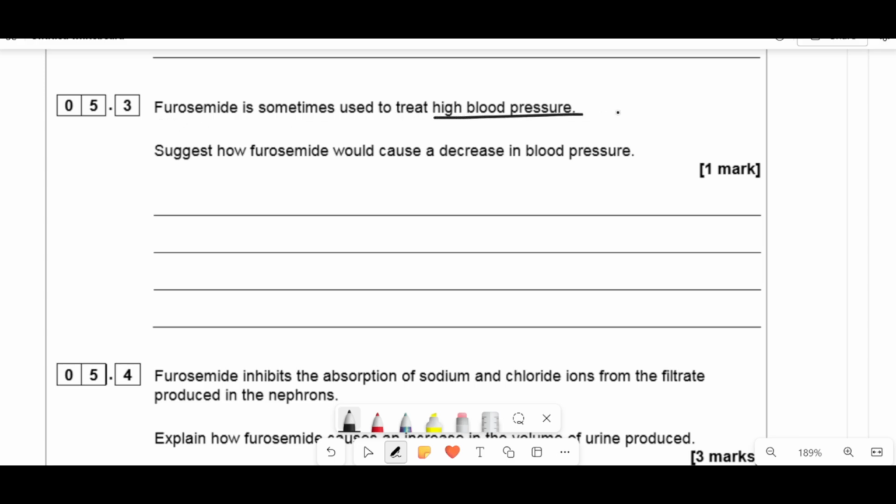Furosemide is sometimes used to treat high blood pressure. Suggest how furosemide would cause a decrease in blood pressure. So the question's told you furosemide makes you pee out. If you're peeing more, you're going to have less water in your body, and blood pressure is all to do with how much volume of blood you have. So the volume of the thing it's flowing in, it's how much you can put in there.